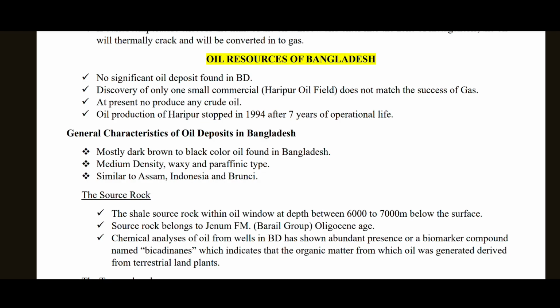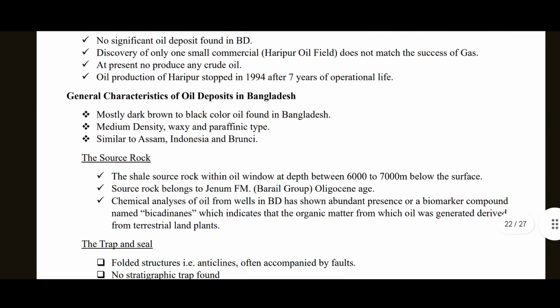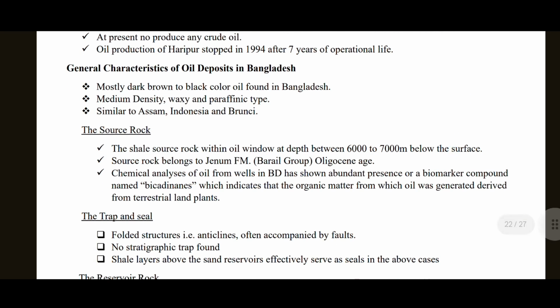The oil found is dark brown to black in color, medium density, waxy and paraffinic type, similar to Assam, Indonesia, and Borneo. Our country's oil resources come from the oil window, which is 6,000 to 7,000 meters below the surface, and the source rocks belong to the Jenam Formation, which is also the source rock for gas, found in the Oligocene age and the Boral group.